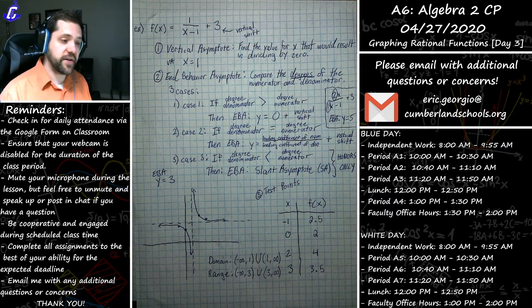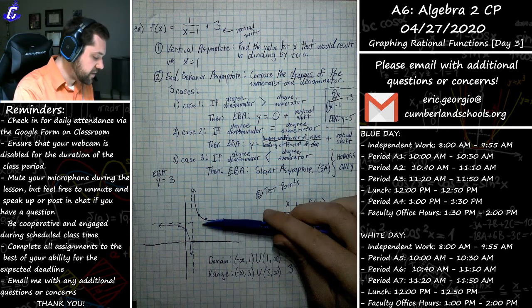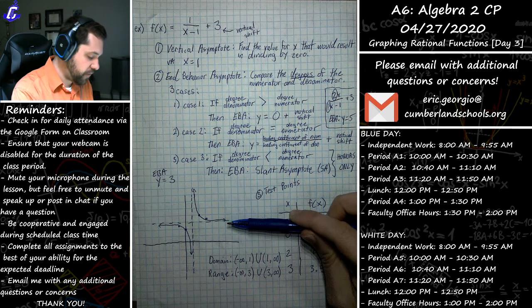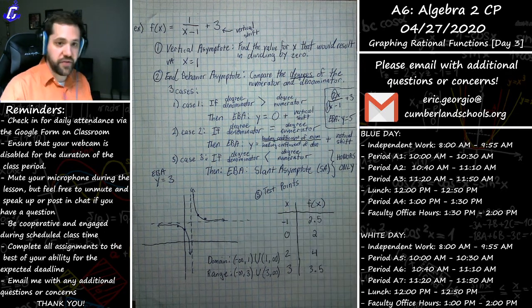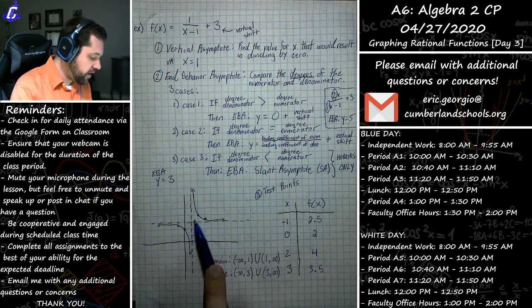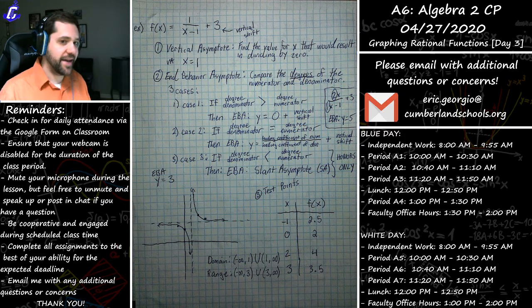Your range is a very similar idea. It's how far down does the graph go, how far up does the graph go. It goes down forever, it goes up forever, but it will never actually hit this value of 3. So it's like this little break or this little gap or jump right in the middle here where I go -infinity to 3 union 3 to infinity. So that's rational functions in a nutshell.